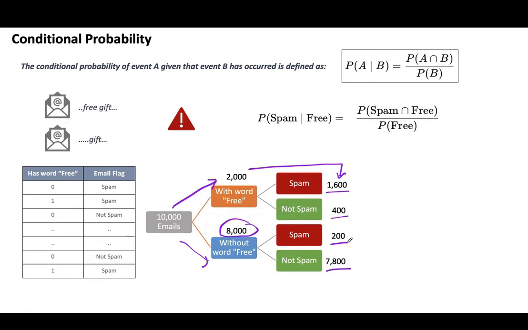Now, this is a good way to see how the numbers really break up, and then we can look at the count for each of spam and not spam based on the word free occurring or not.